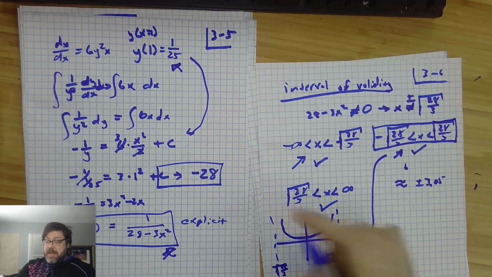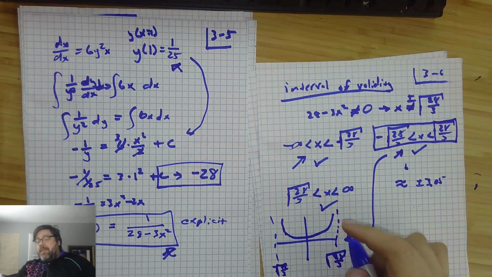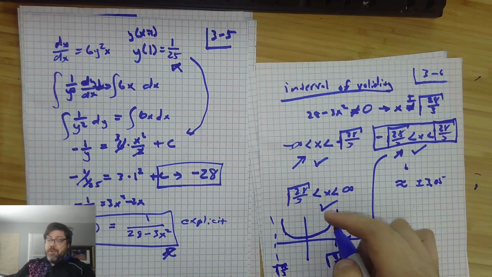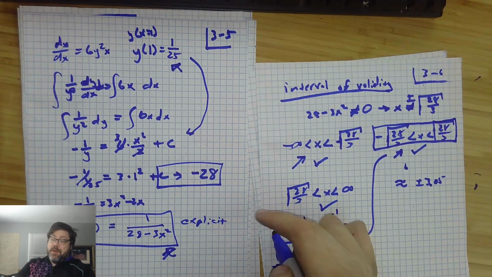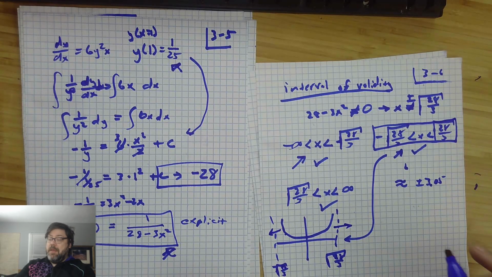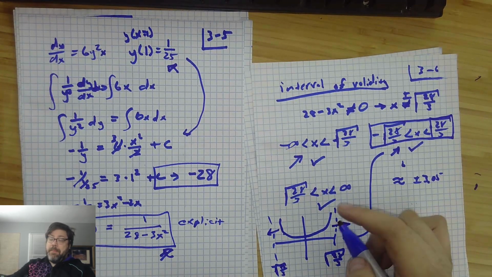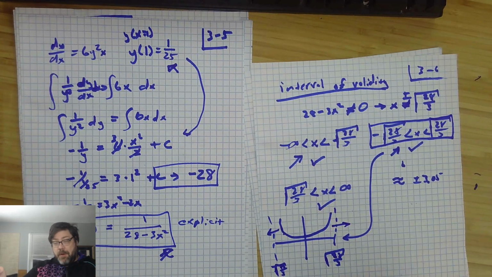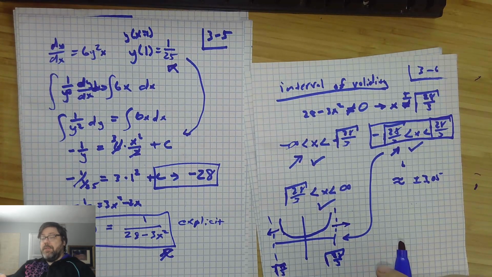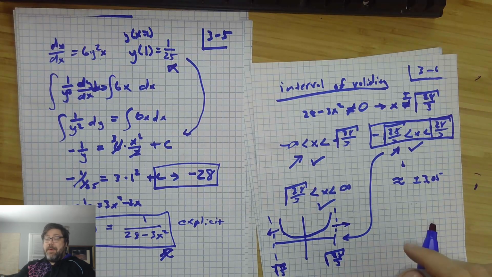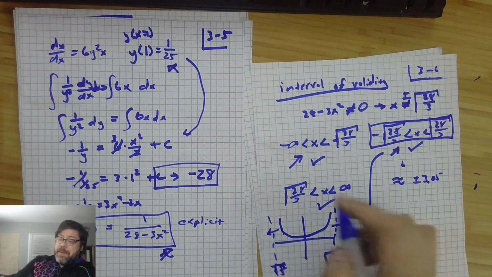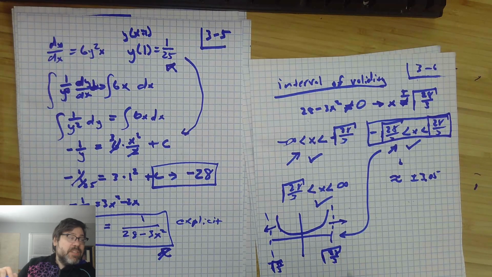If we're in between these two numbers, there's no way we can escape. There's no way we can cross this boundary this way or cross this boundary this way. If we're over here for an initial condition, there's no way we can cross that boundary into this region. All right? So this is where the solution is valid, right? Outside there, it's basically never going to reach outside that interval of validity. All right.